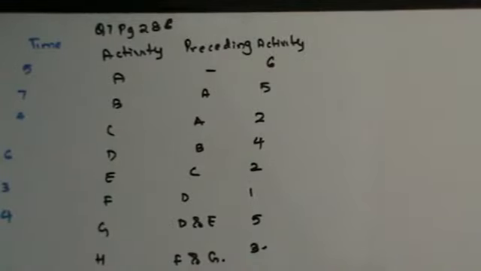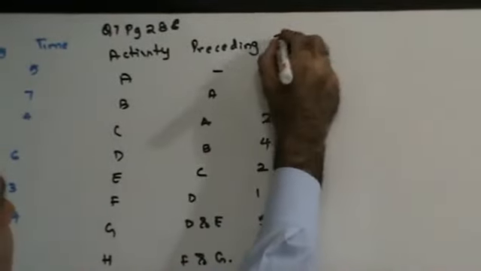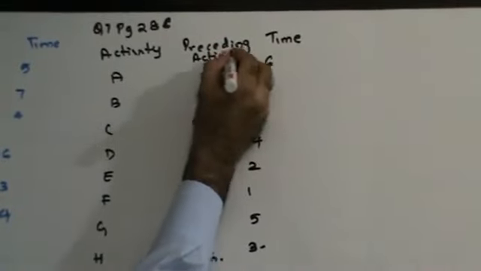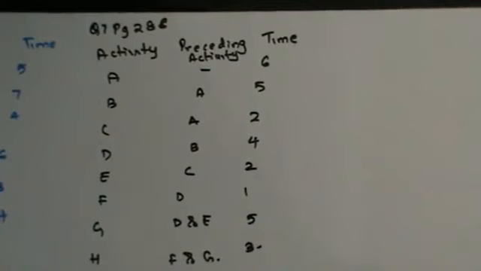and non-critical activities. Yes. Both are written in the preceding activity column. The time is 6, 5, and so on. Preceding activity, this is my time. Right? Okay. Now let's see how we can get a network diagram for that.